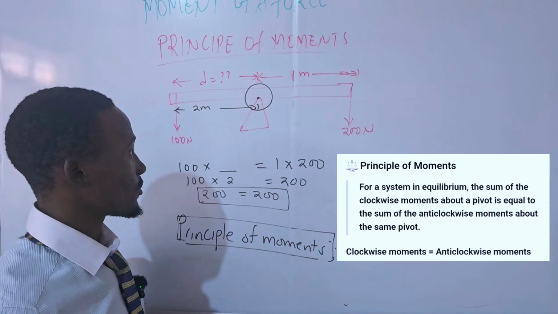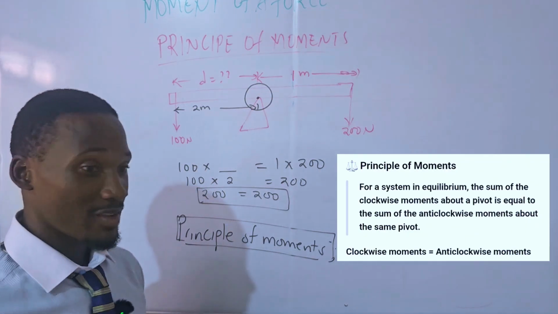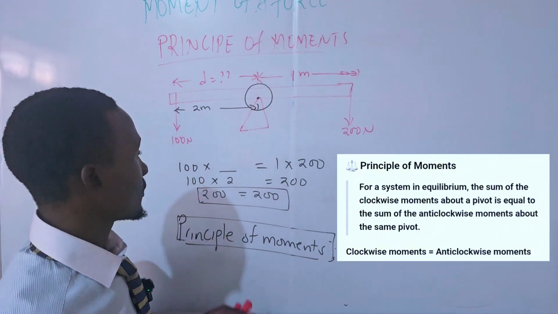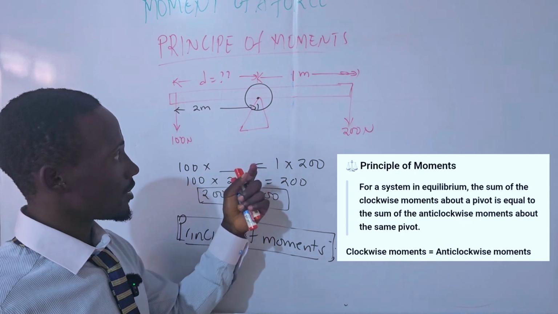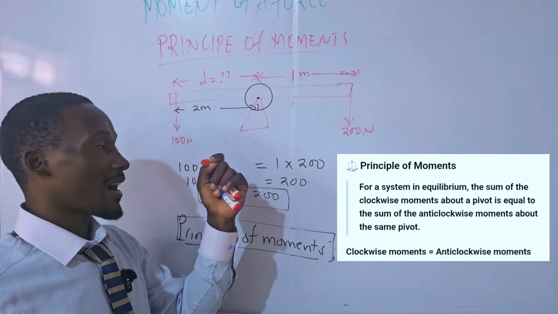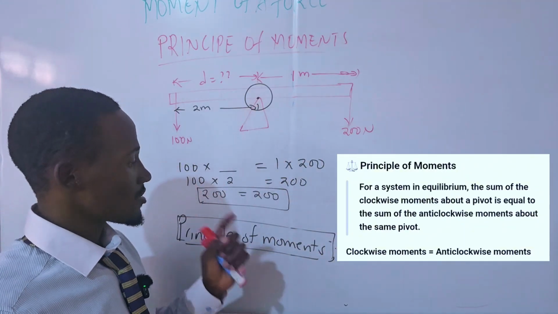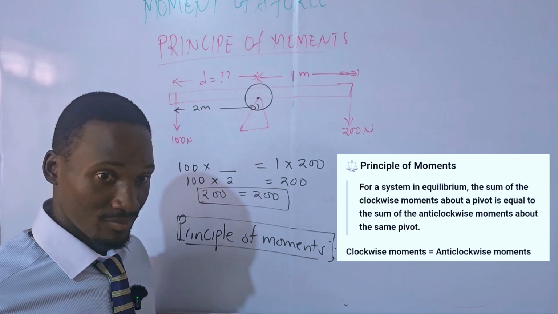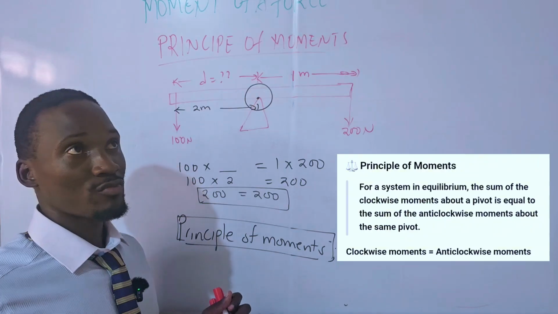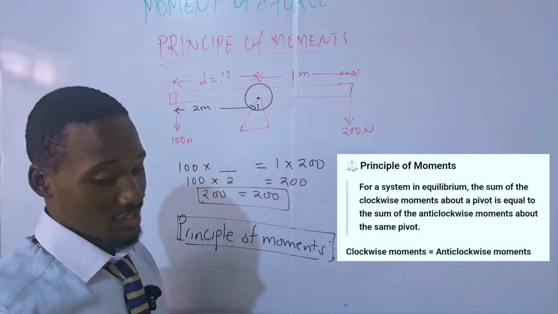For a system in equilibrium, the sum of clockwise moments about a point is equal to the sum of anti-clockwise moments about the same point. Equilibrium, we are going to look at in the next videos, don't worry, but it is the state of balance. This is only possible when that system is balancing. The moments on one side are going to counterbalance the moments on the opposite side.